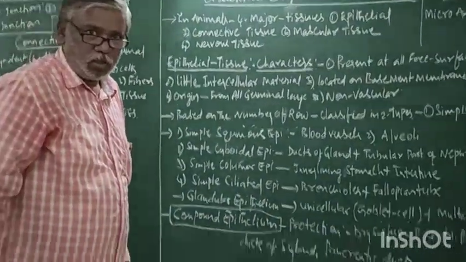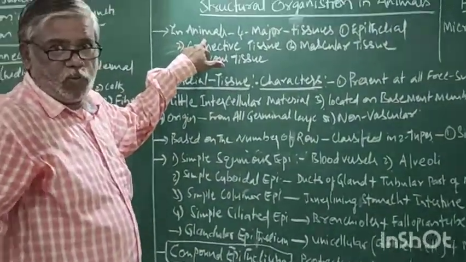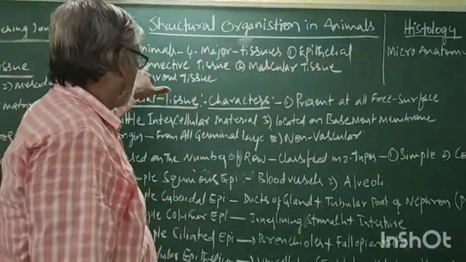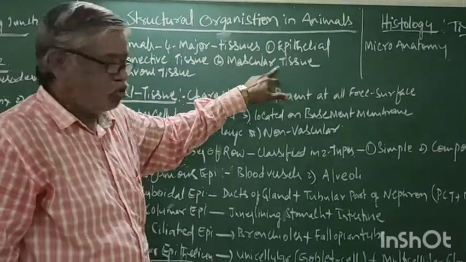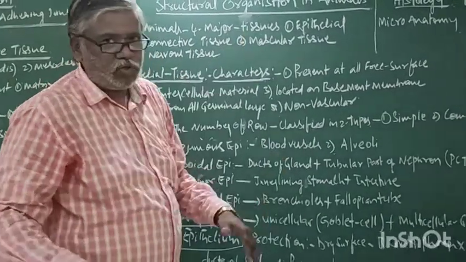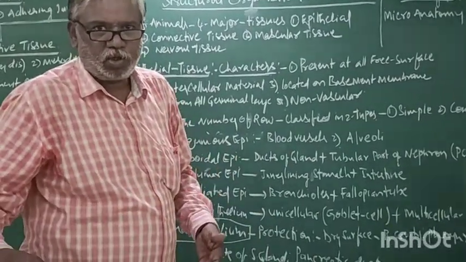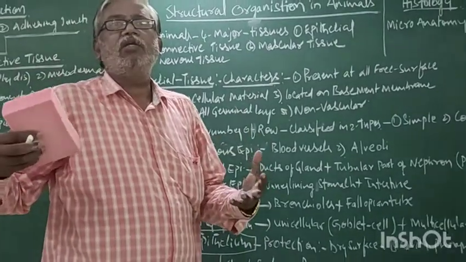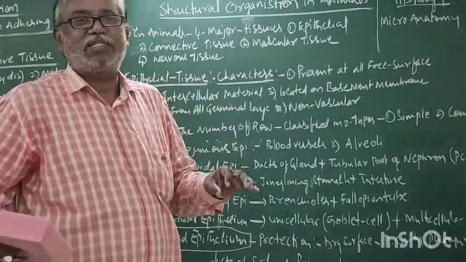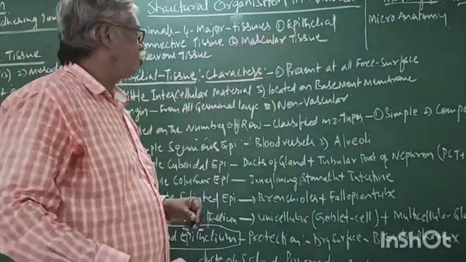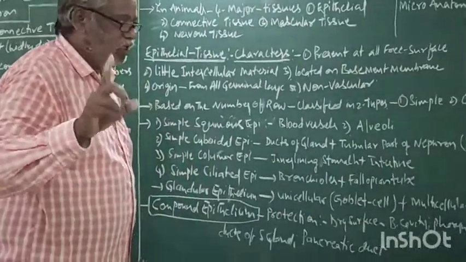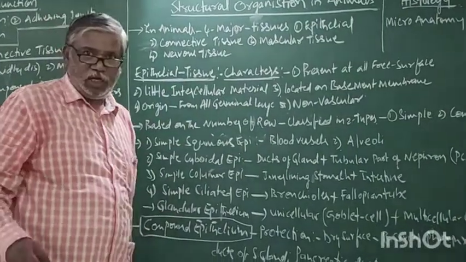Now, in animals like human being, in animal body, four major tissues: epithelial tissue, connective tissue, muscular tissue, nervous tissue. Good. Again, it is classified into subgroups. Like this, our body contains nearly 20-30 tissues, but majorly four groups. First of all, epithelial tissue.